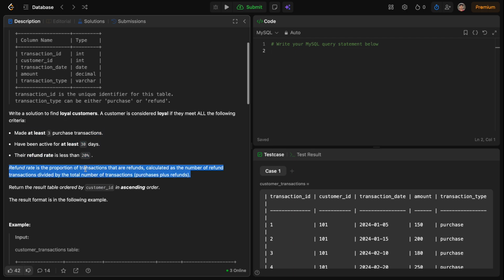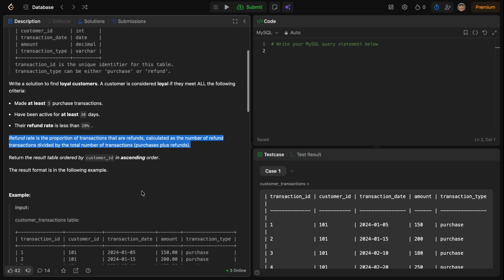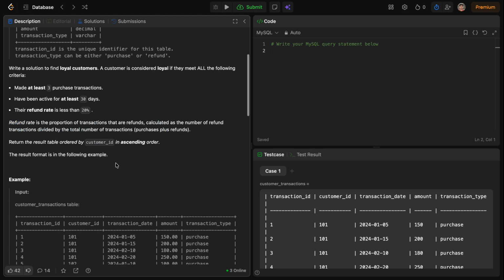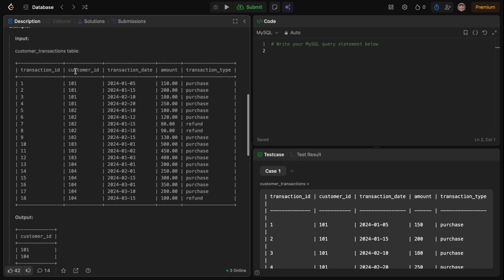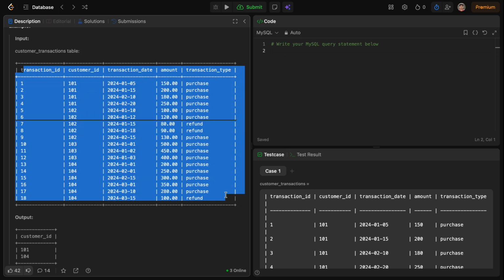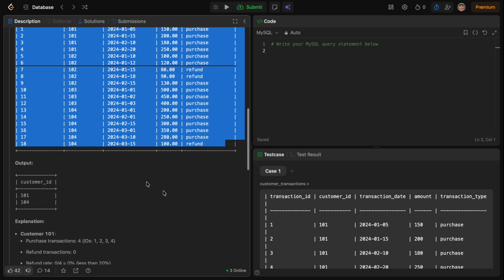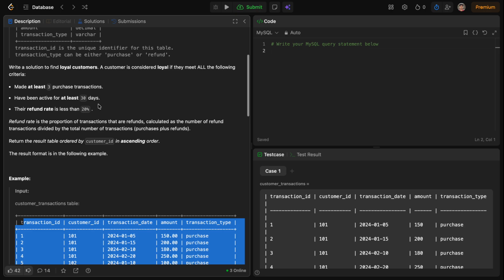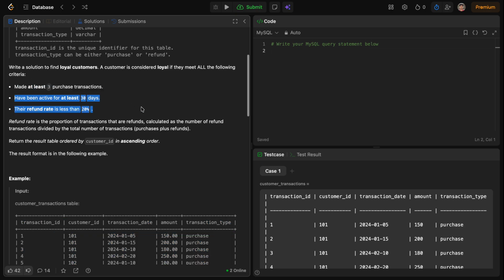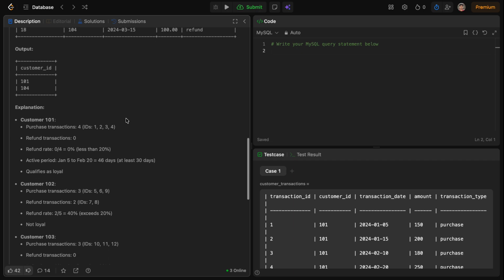The refund rate is the proportion of refund transactions, calculated as the number of refund transactions divided by the total number of transactions, purchase plus refund. And order by customer ID in ascending order. We have the table with transaction ID, customer ID, transaction date, amount, and transaction type. The output wants only the customer IDs who follow the criteria. Let's see the explanation.